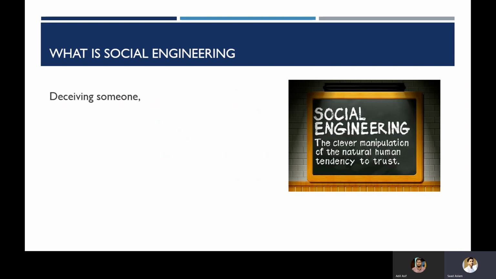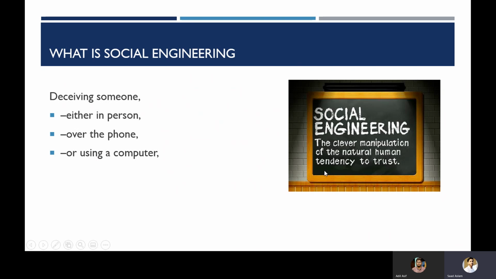So what is social engineering? It's deceiving someone either in person, over the phone, or using a computer. A cyber attacker can use any sort of medium: they can do it in person, call you over the phone, or use some sort of computer or device to misguide you.